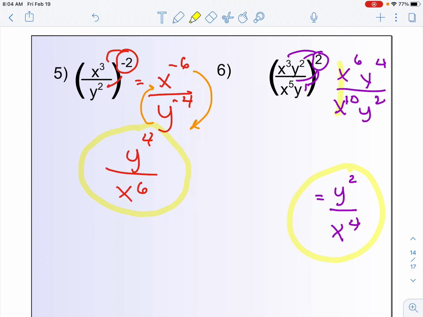And here's where we do have common bases, and that's why we subtract the exponents. We would get x to the negative 4 power. And then we have another common base of the y's, and so now we would subtract those exponents to get y to the 4 minus 2 is 2. But again, we have that negative exponent, so that's going to have to flip below, and that's why our x to the 4th wound up positive on the bottom.